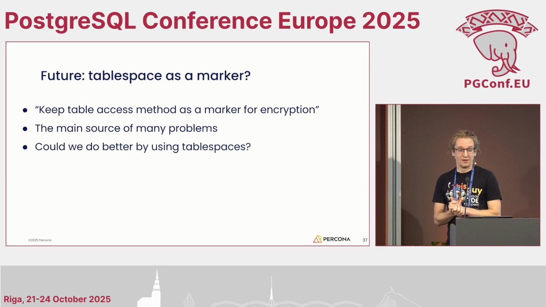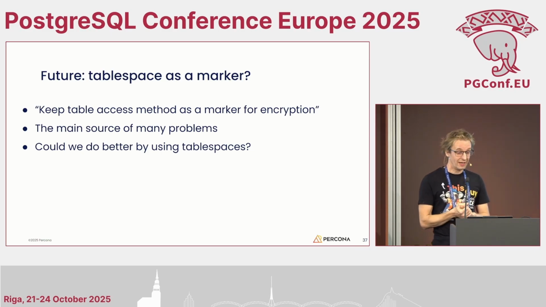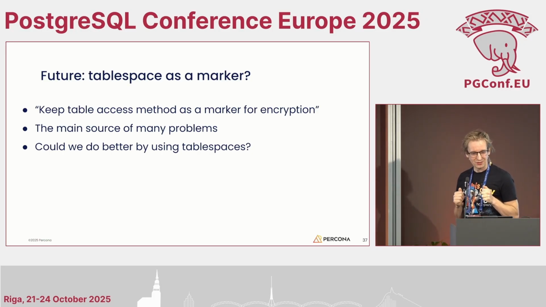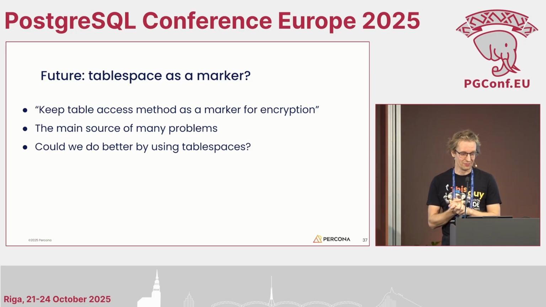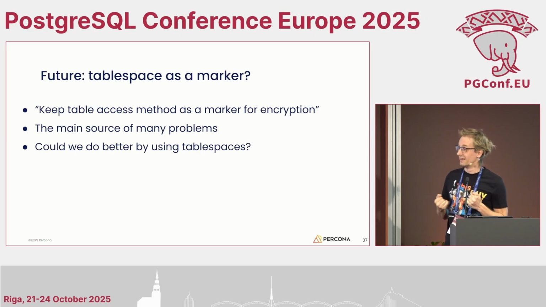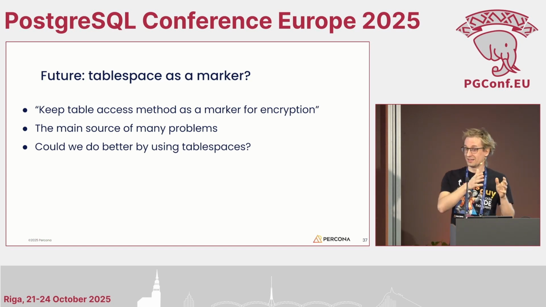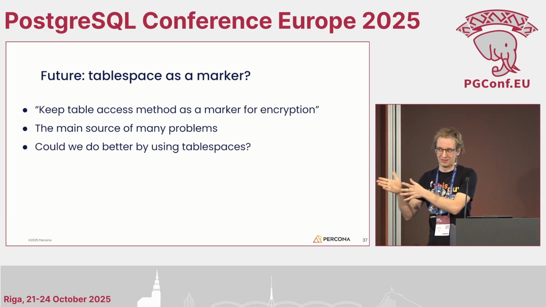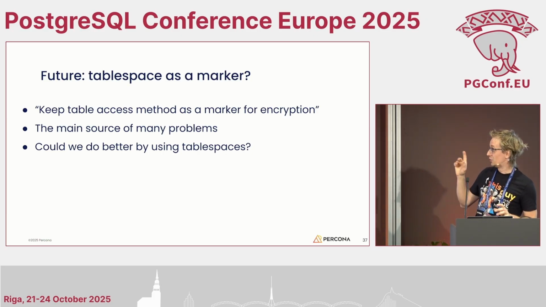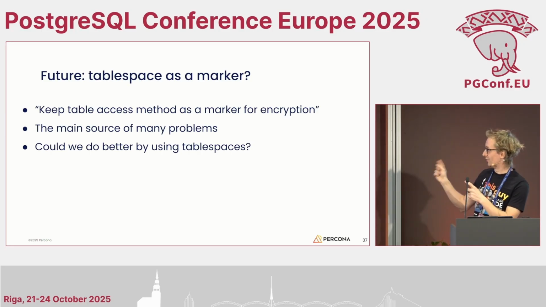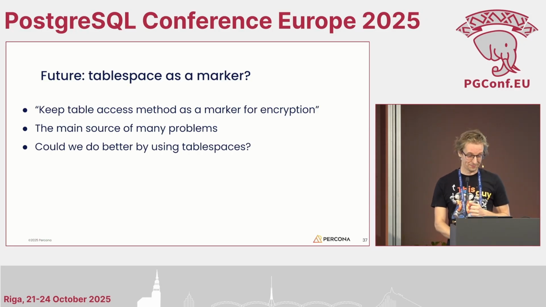And we also have some remaining interesting questions. These are all related to our decision to keep the existing code. For example, I mentioned that we decided to keep the table access method as a marker for encryption because we already had that. This was the source of many of our problems, and we realized that maybe we could do better by using tablespaces. So say that this tablespace is encrypted, that tablespace is not encrypted. We are not 100% sure that this is a better solution. We are still thinking about it, but it might be better. So if anybody has an opinion, we are really interested in that.